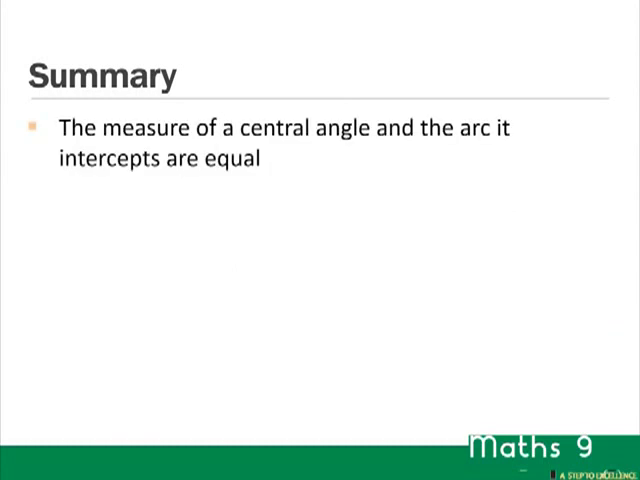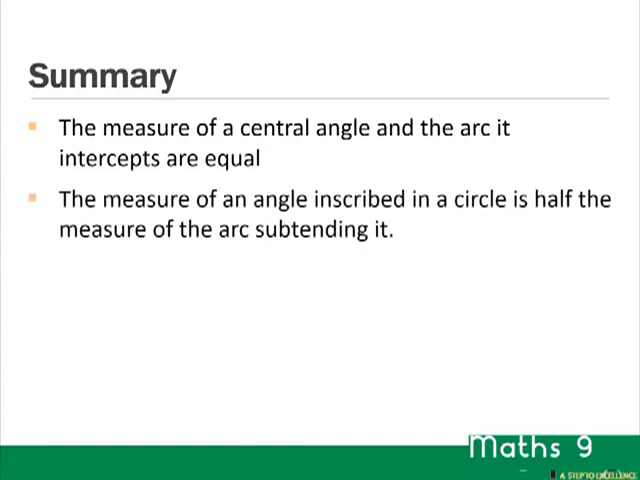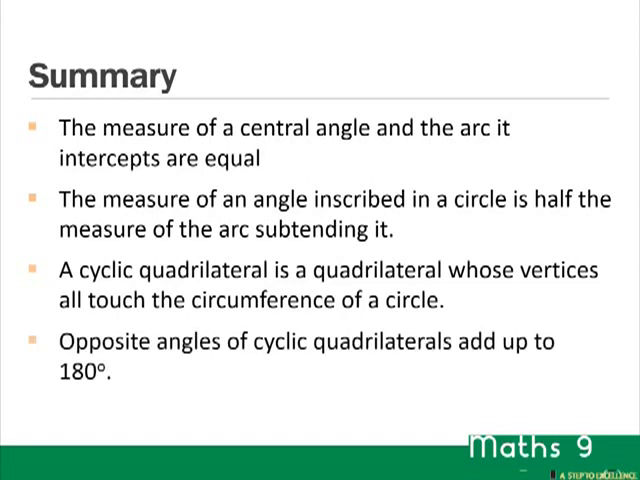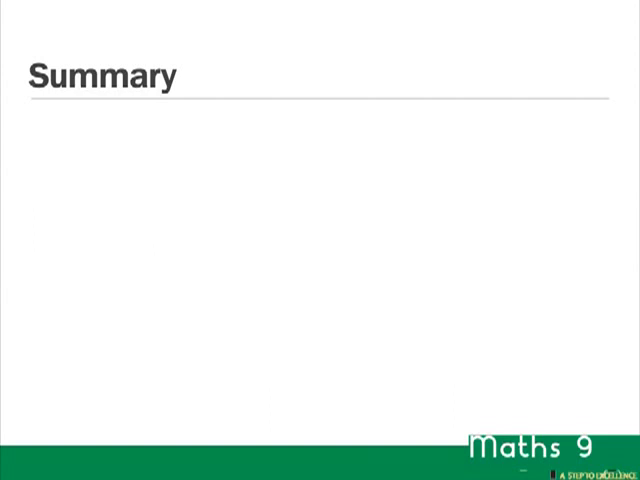The measure of a central angle and the arc it intercepts are equal. The measure of an angle inscribed in a circle is half the measure of the arc subtending it. A cyclic quadrilateral is a quadrilateral whose vertices all touch the circumference of a circle. Opposite angles of a cyclic quadrilateral add up to 180 degrees.